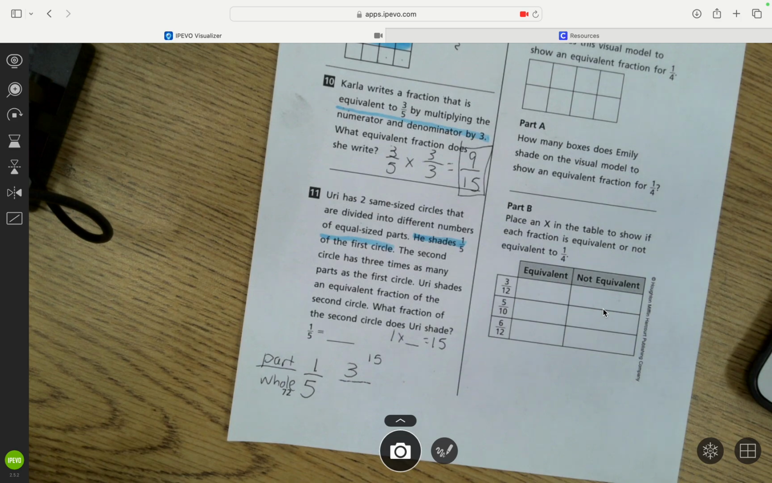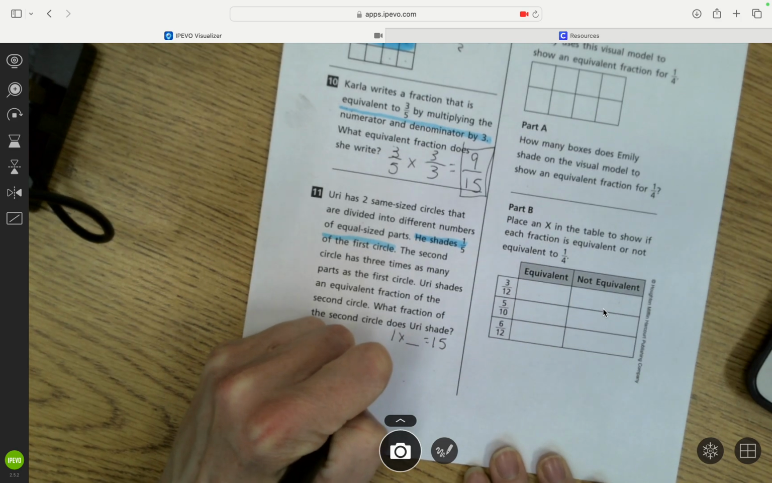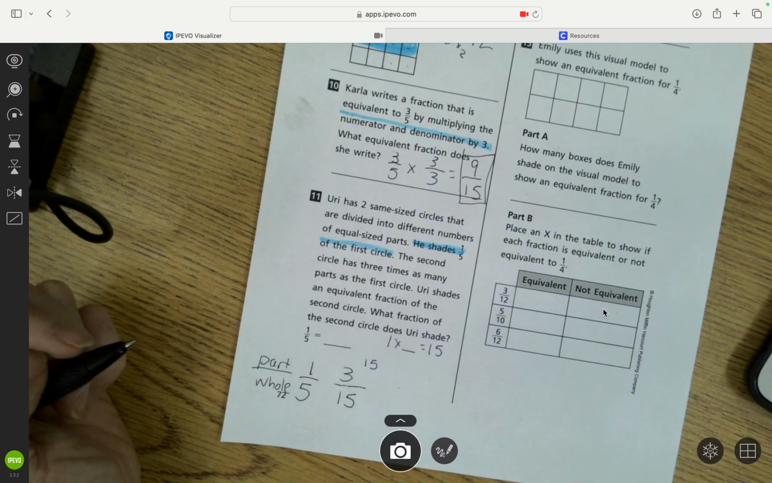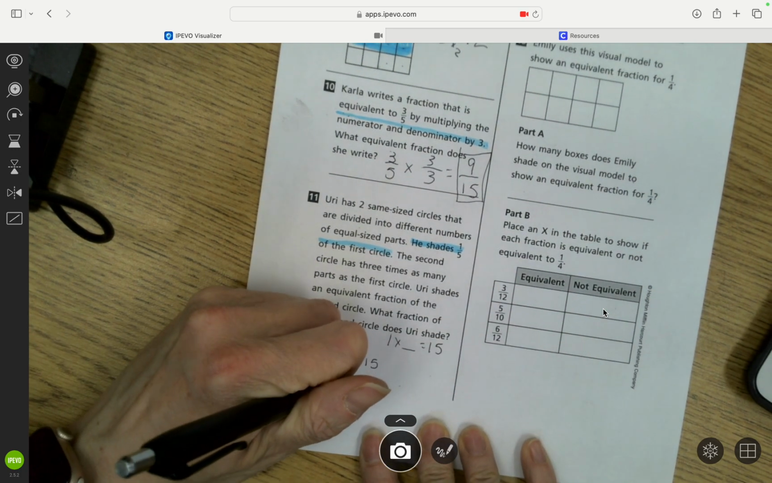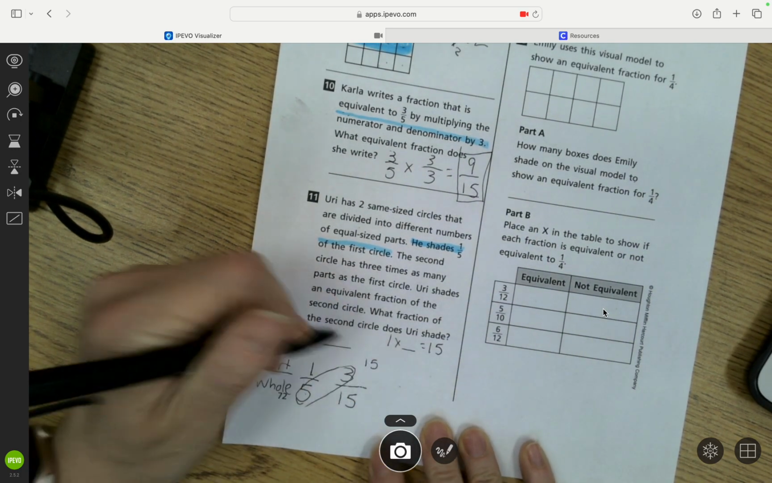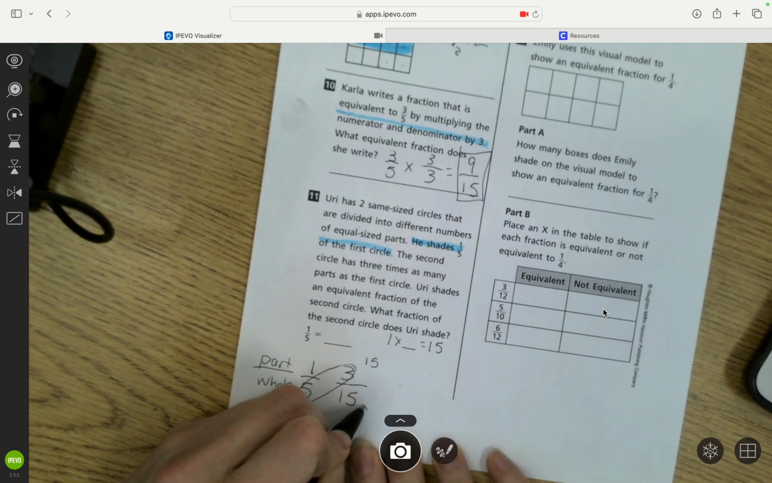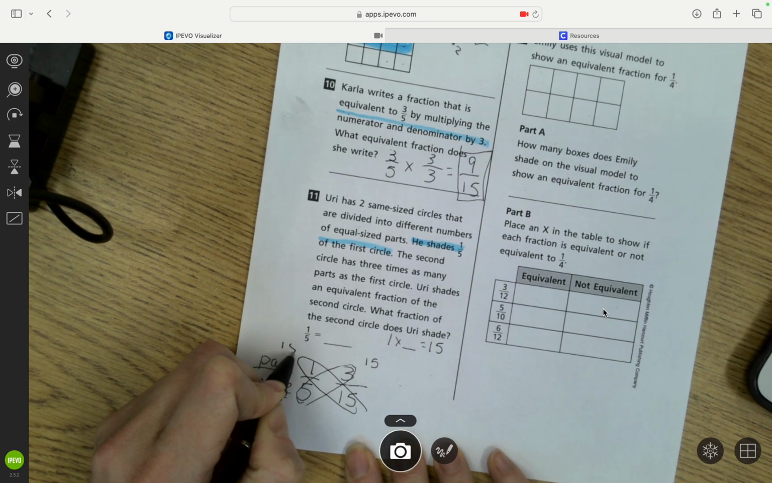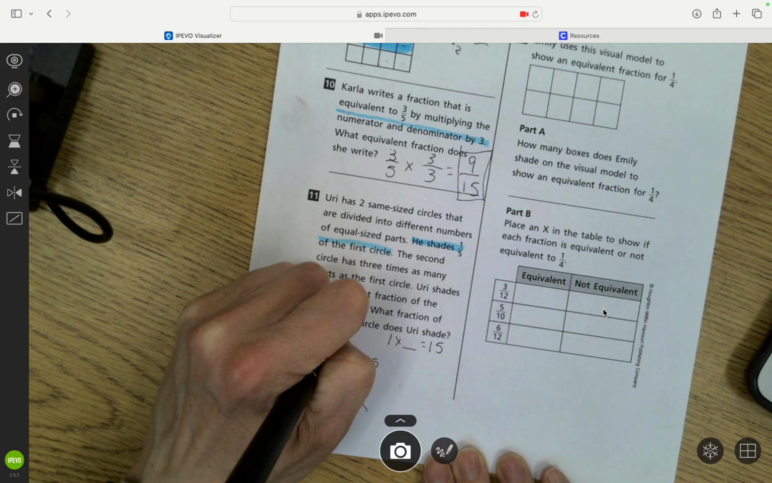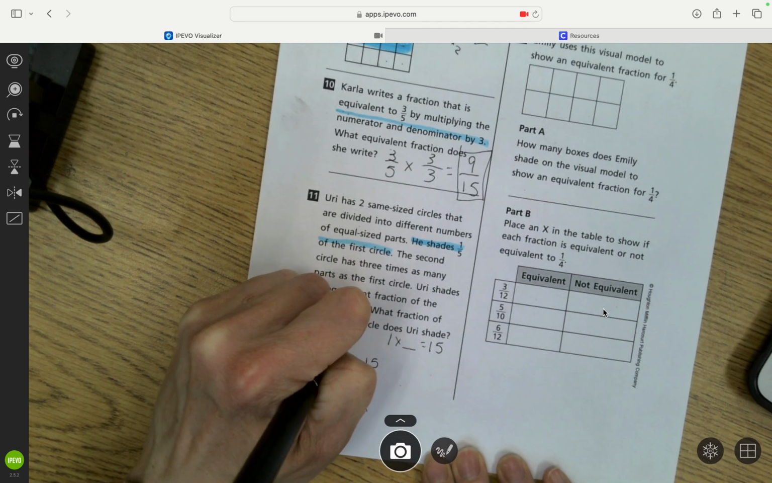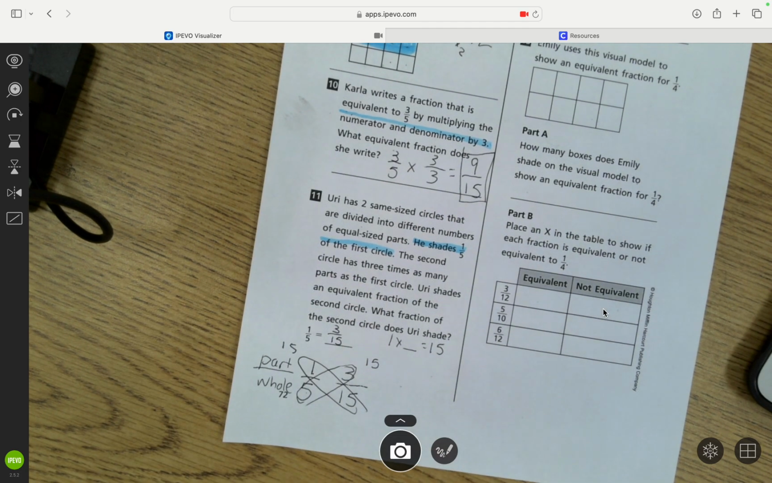Wait. 1 times 1? No, 1 times 15 is 15. Because we went here, 5 times 3 is 15. And then we went here, 1 times 5 is 15. So 1/5 is equal to 3/15. Okay? We're making equivalent fractions.